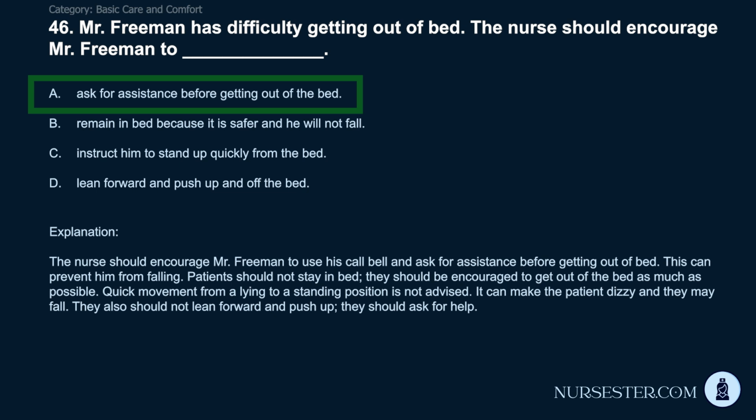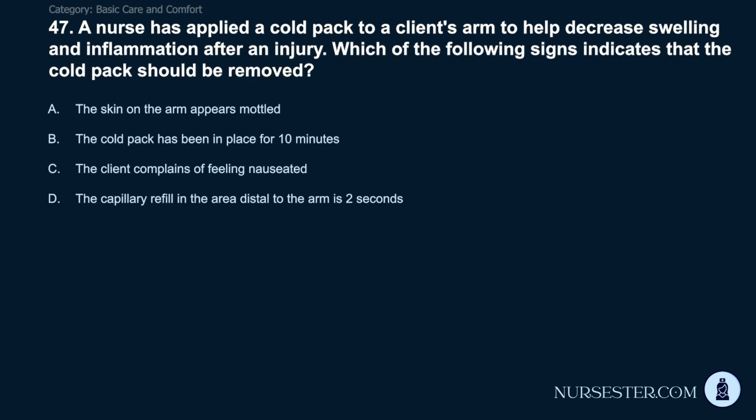The nurse should encourage Mr. Freeman to use his call bell and ask for assistance before getting out of bed. This can prevent him from falling. Patients should not stay in bed, they should be encouraged to get out of the bed as much as possible. Quick movement from a lying to a standing position is not advised. It can make the patient dizzy and they may fall. They also should not lean forward and push up, they should ask for help.